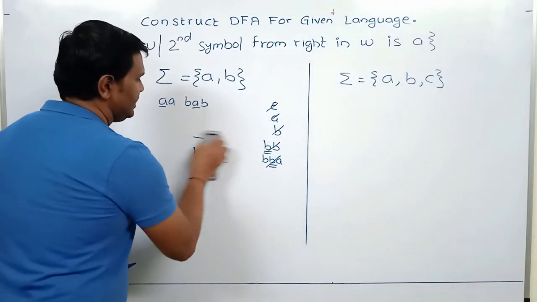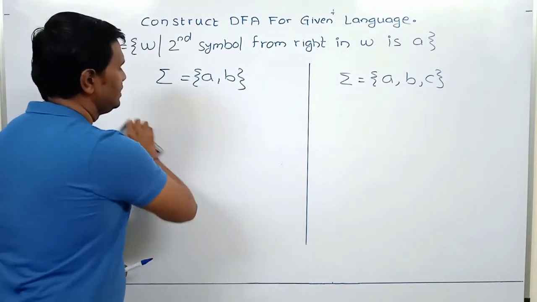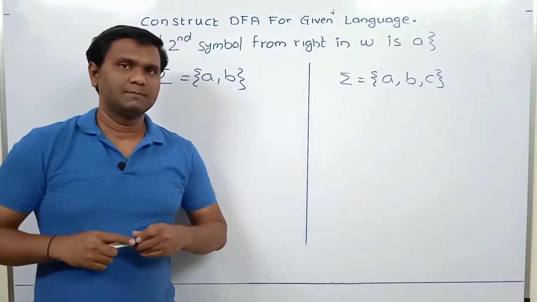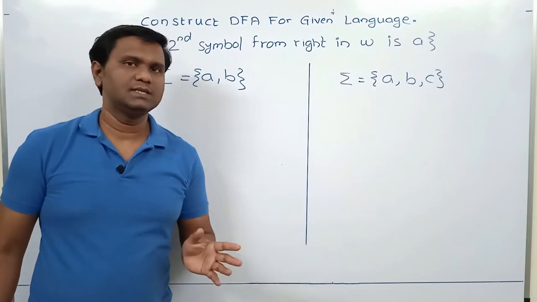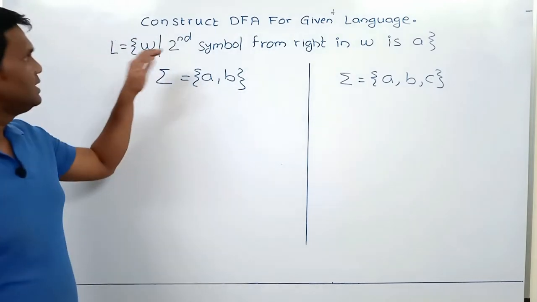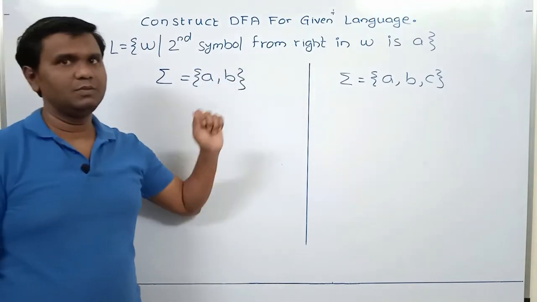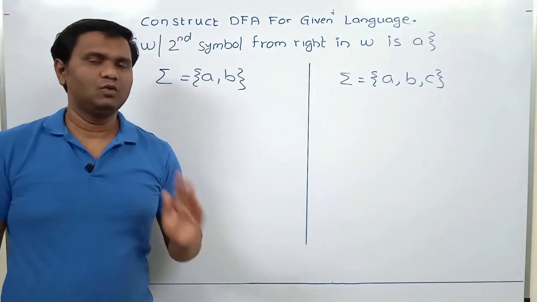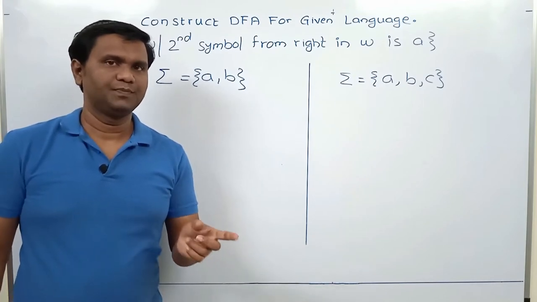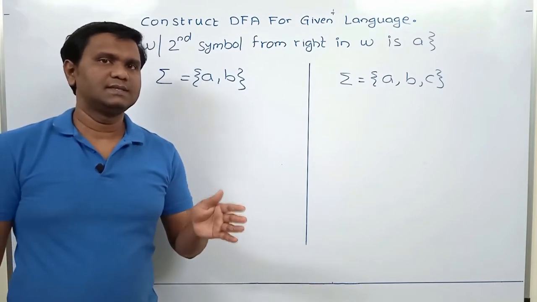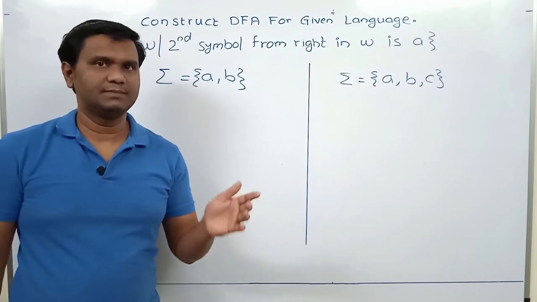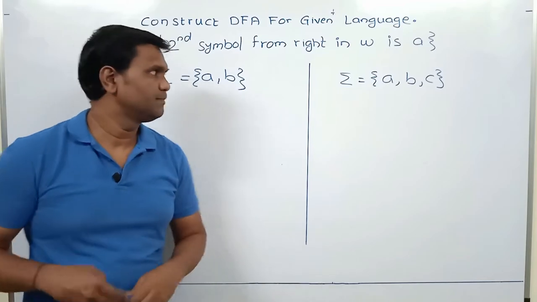So let's design the DFA. Now a DFA cannot go back and forth on the string, but what a DFA can do is hold finite information. Here the condition is that the second symbol from right should be A. What the DFA can do is keep track of the last two symbols, and if the second symbol from right is A when the string ends, then we accept the string, otherwise we reject the string.